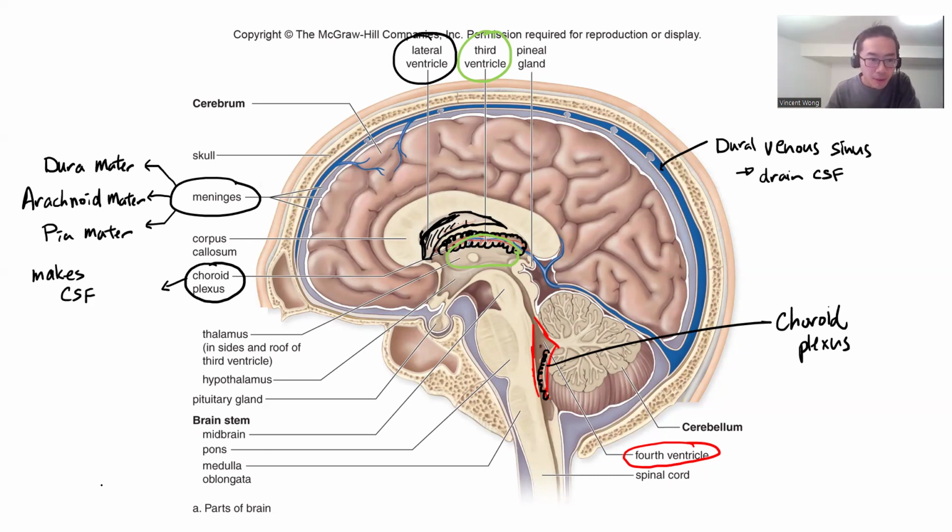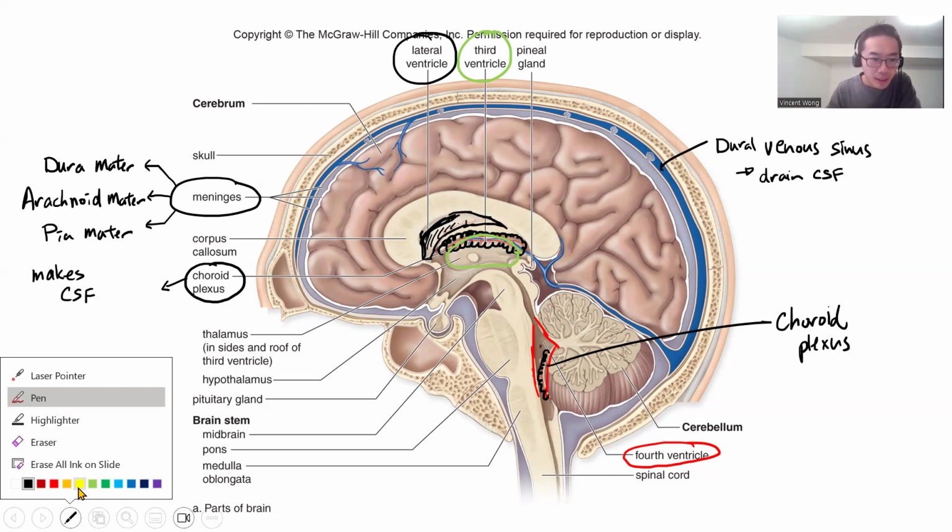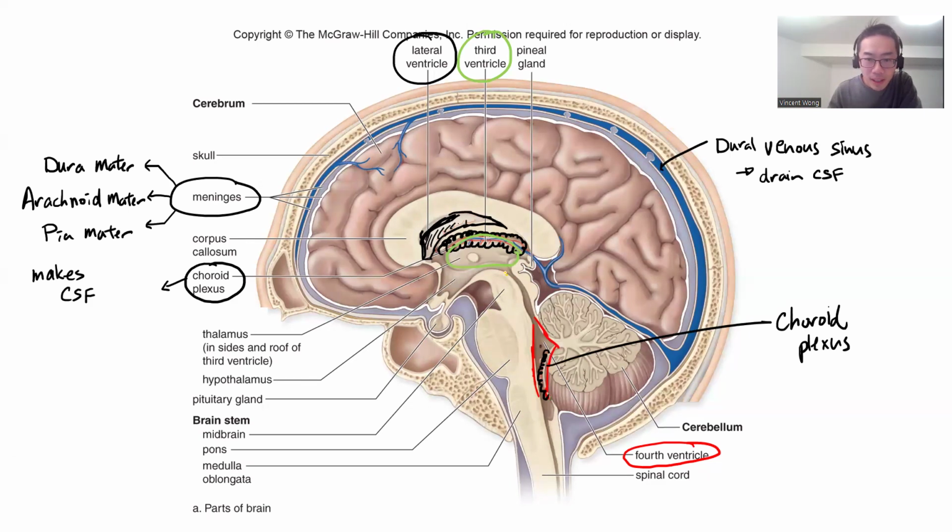Okay, how about this one here? How about this one here? Trying to keep my hopes up here. Anybody know what this thing is that connects the third and the fourth ventricle?